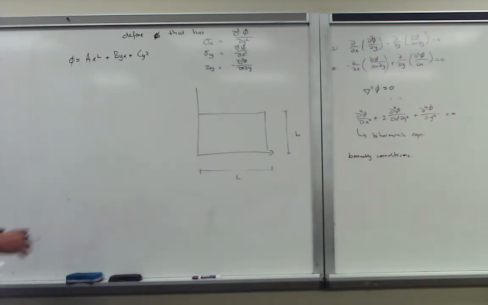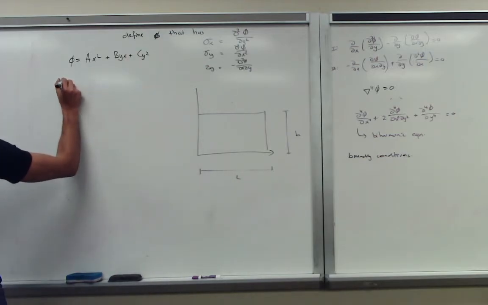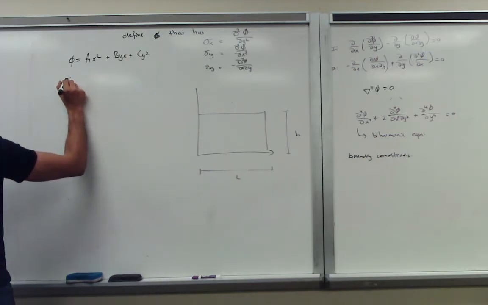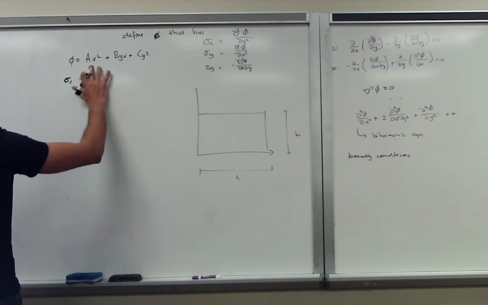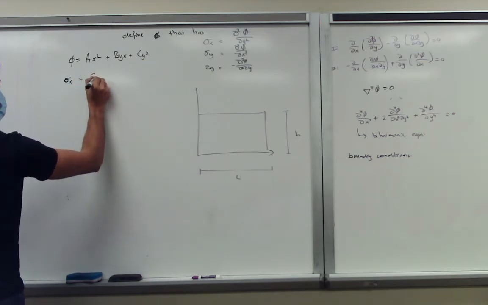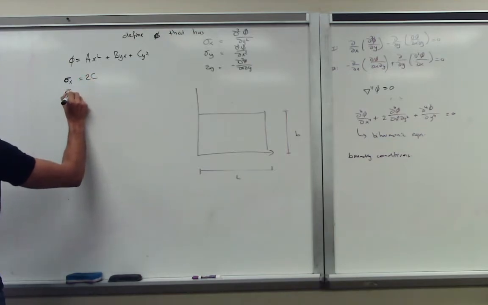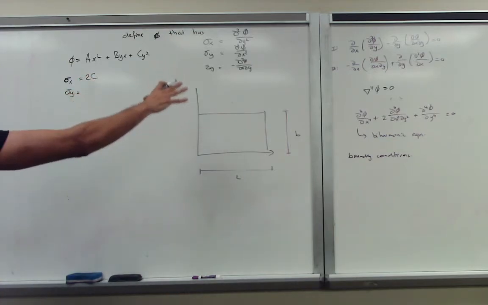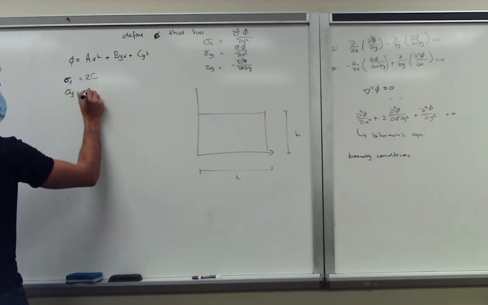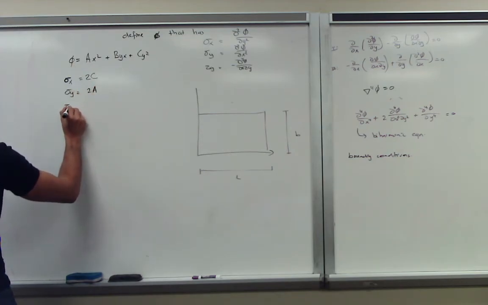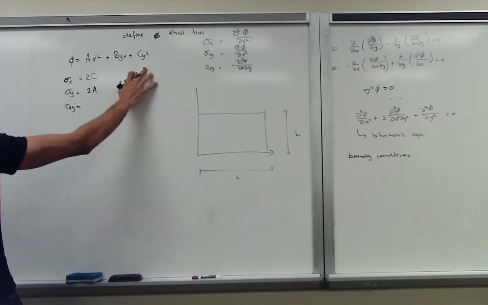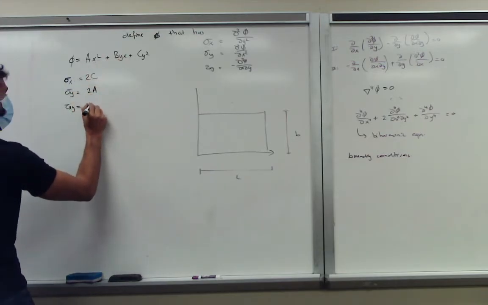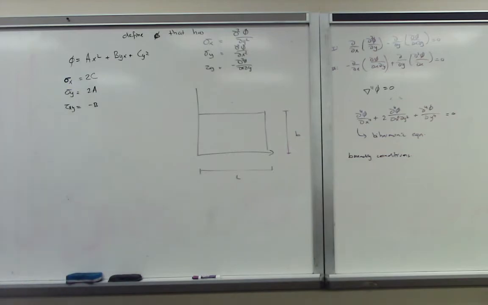So if you now look at our equations, our sigma x is defined as the second derivative with respect to y. So second derivative with respect to y, that's 2c. Sigma y, second derivative with respect to x, that's only a, so 2a. Tau xy, second derivative with respect to x and y, so these two drop, and negative sign, so it's negative b. So those are my stresses.